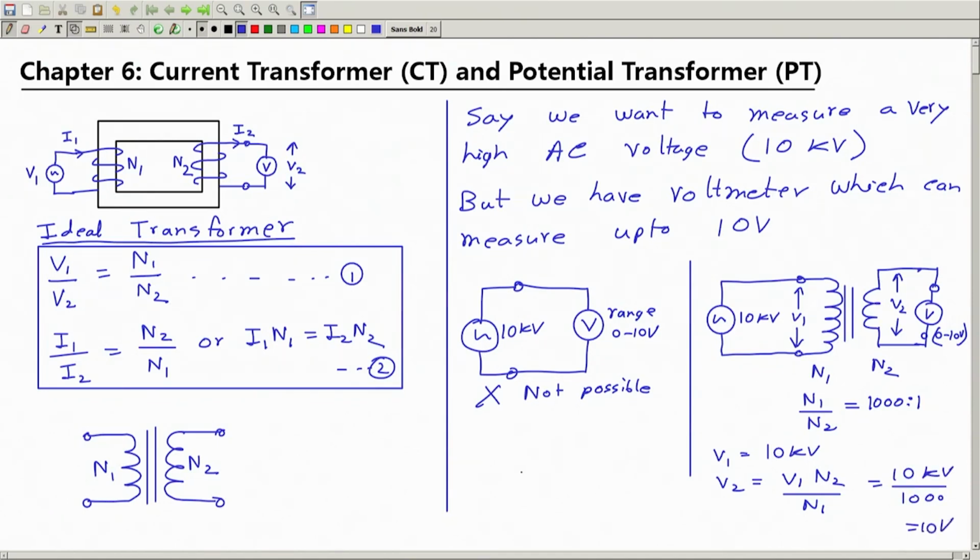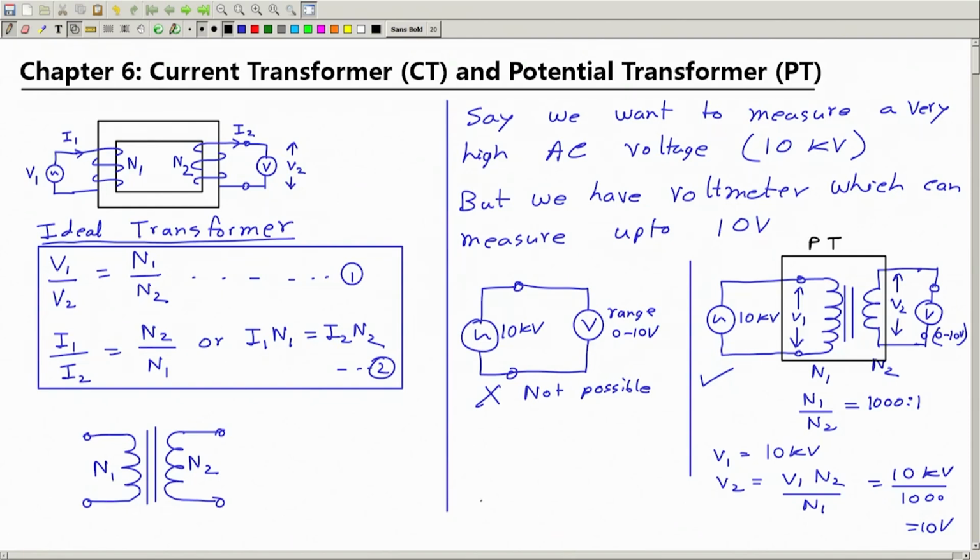So, this way we can measure a large voltage, a huge voltage, with an ordinary range voltmeter. And this transformer, which is just a transformer, will be called a potential transformer or PT. The function of this potential transformer is to bring down this high voltage to a smaller range which we can measure easily.